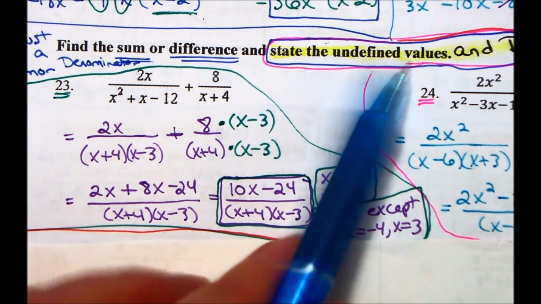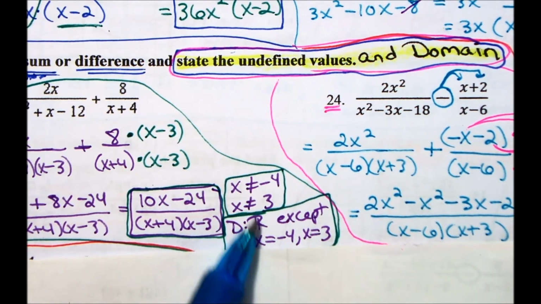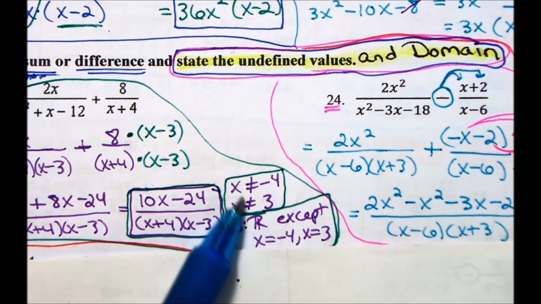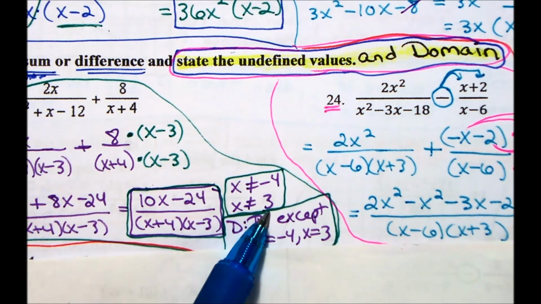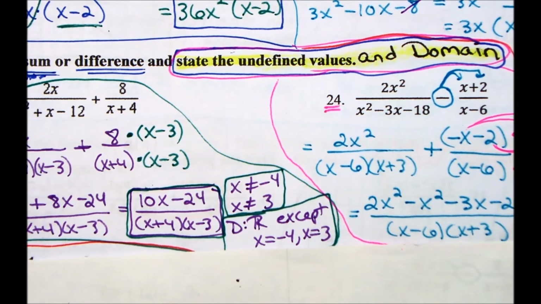Now if you are asked to state the domain or the undefined values, you would just say all real numbers except x equals negative 4 and x equals 3, or just say x cannot equal negative 4, x cannot equal 3, and again that comes from the denominators only.